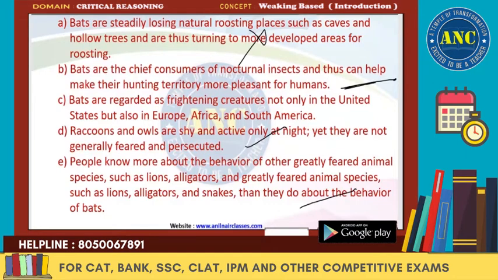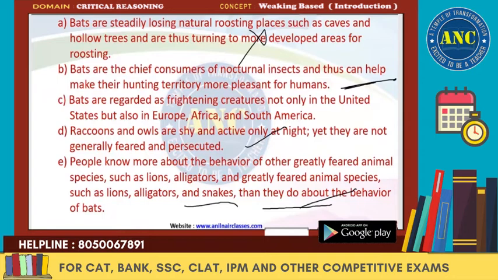Bats are the chief consumers of nocturnal insects and thus can help make their hunting territory more pleasant for humans. People know more about the behavior of other greatly feared animal species such as lions, alligators, and snakes than they do about the behavior of bats. Now, both these options, while relevant to the rationality of people's fear of bats, do not affect the assessment of the accuracy of the group's contention.